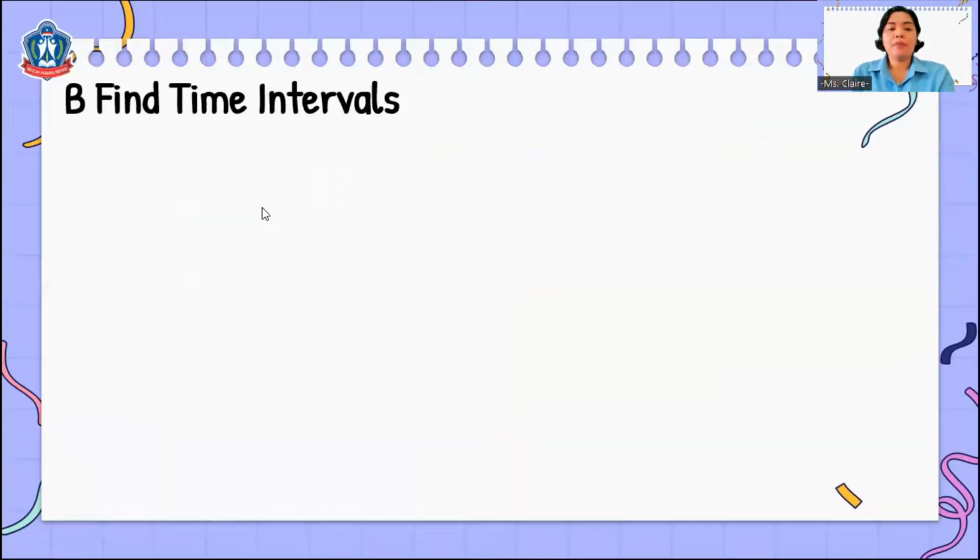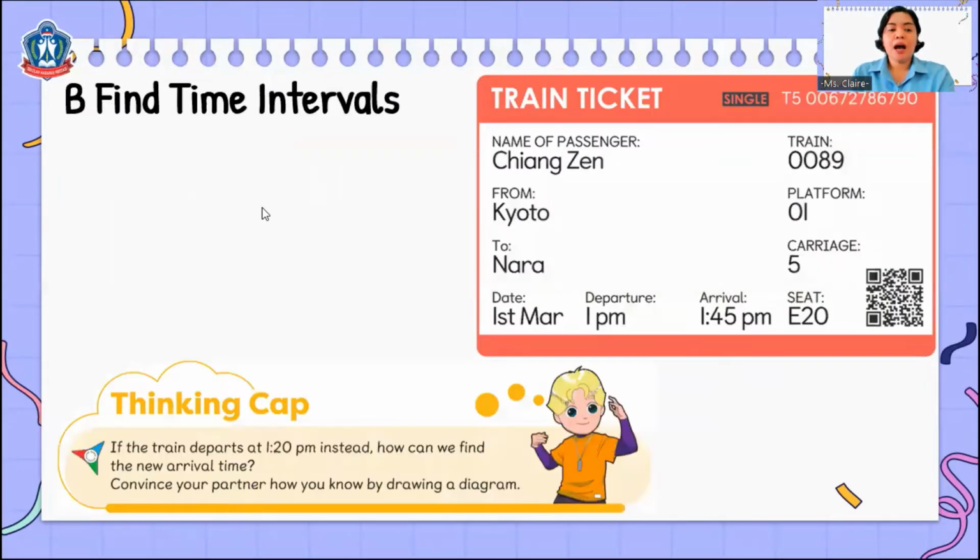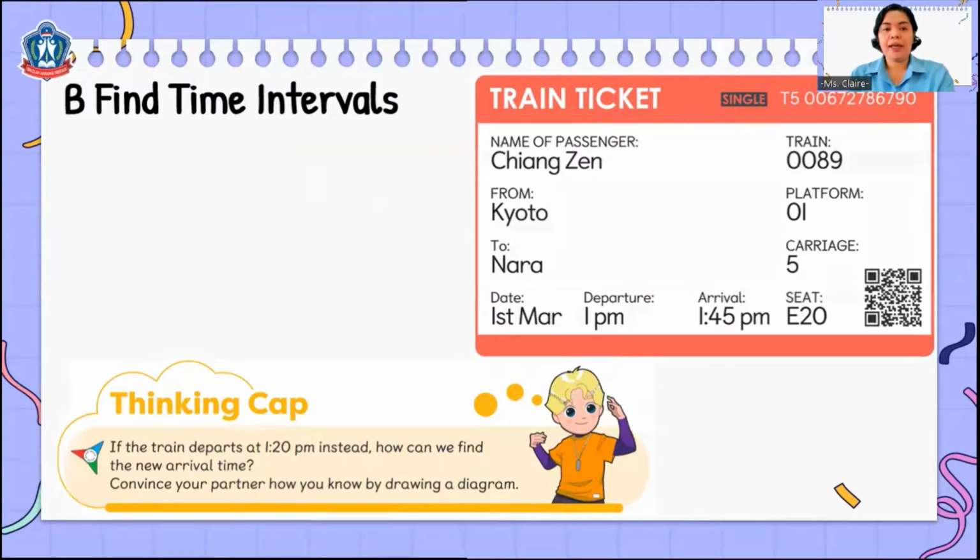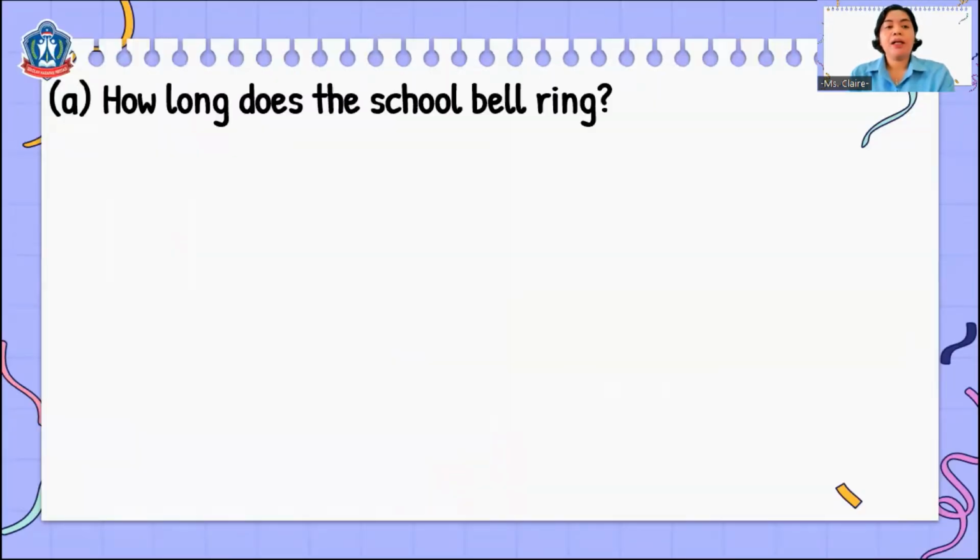Now, how about if the train departs at 1:20 p.m. instead of 1? So what will be the new arrival time? Just simply add 45 minutes to 1:20. And that is 5 minutes past 2 o'clock. Okay, next. How long does the school bell ring?